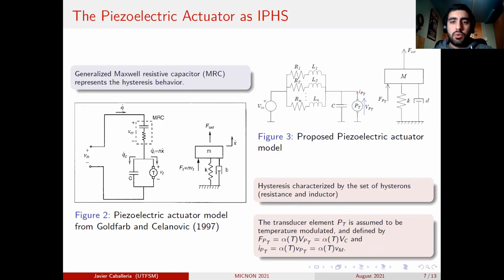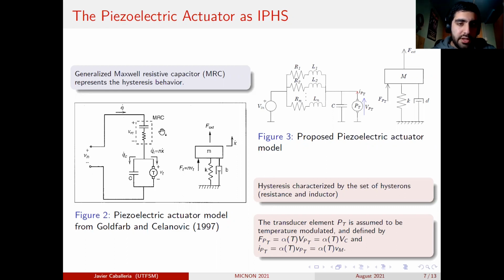Well, now I'm going to introduce our proposed model, but first I have to talk about the model developed by Goldfarb and Seranovic here in figure number 2. They model the piezoelectric as an electrical mechanical system, where the mechanical subsystem is represented by a mass spring damper interconnected by this transducer element. In the electrical part, we have a voltage input source, a capacitor, and this block here, MRC.